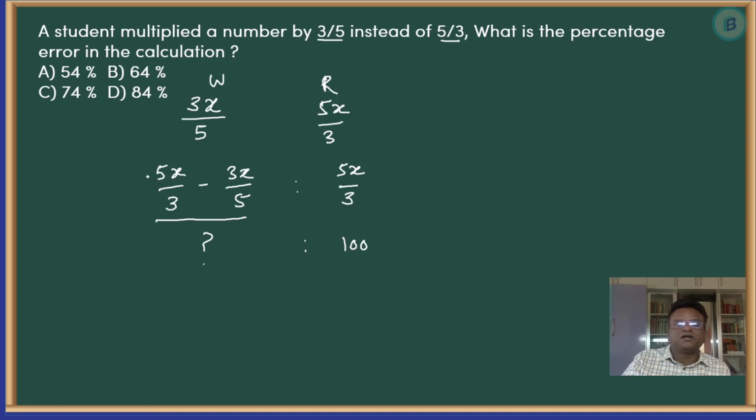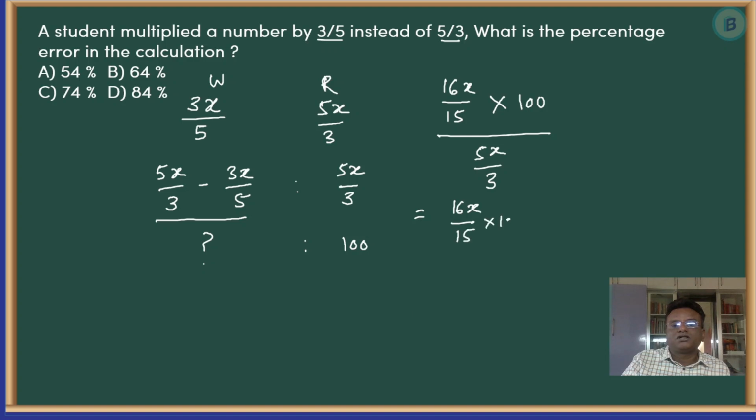So error is 25x minus 9x, that is 16x, divided by 15. So my error is 16x divided by 15, right? Now I do the cross multiplication and take this at the bottom 5x by 3, right? Which is 16x by 15 into 100 into 3 by 5x.